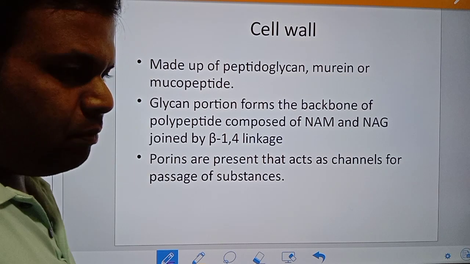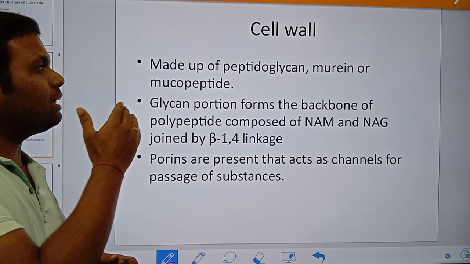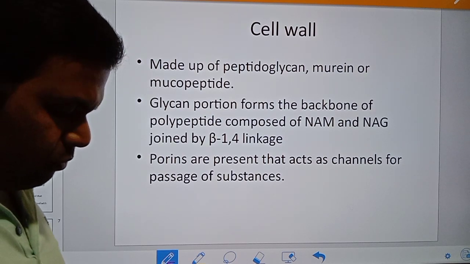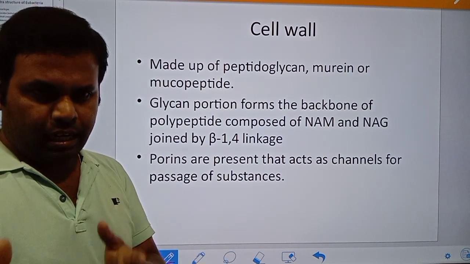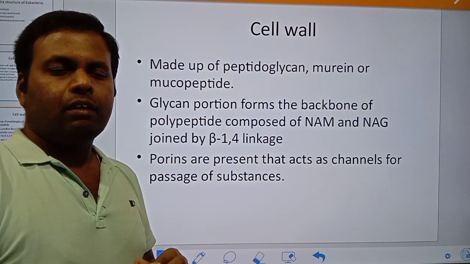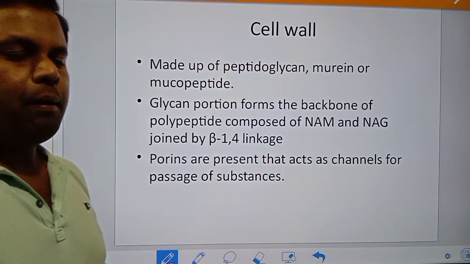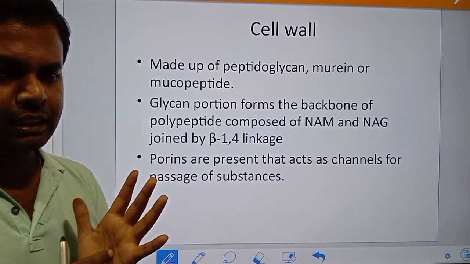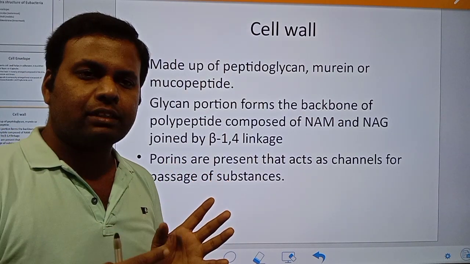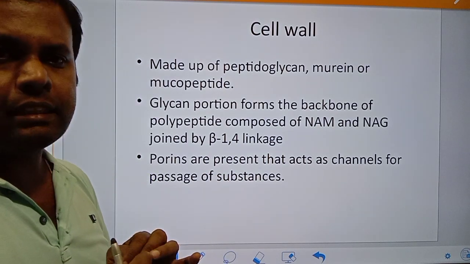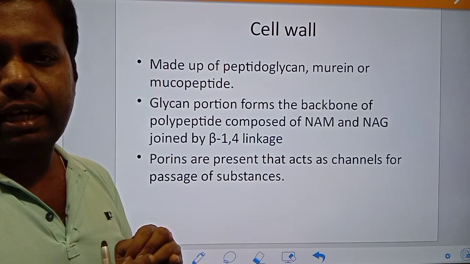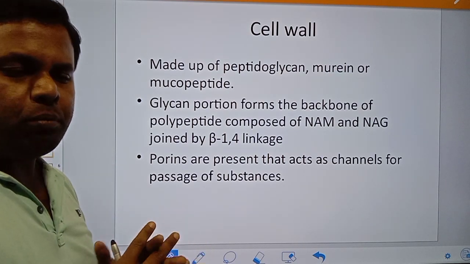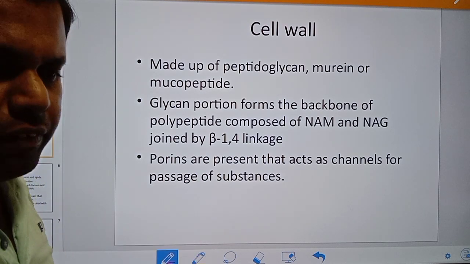Next part of the cell envelope, the middle part, is the cell wall. We know plant cells contain a cell wall. Likewise, fungus cells contain a cell wall. Bacterial cells also contain a cell wall. But these three types of cell wall that we are discussing right now are not similar. They are compositionally and structurally different from each other.